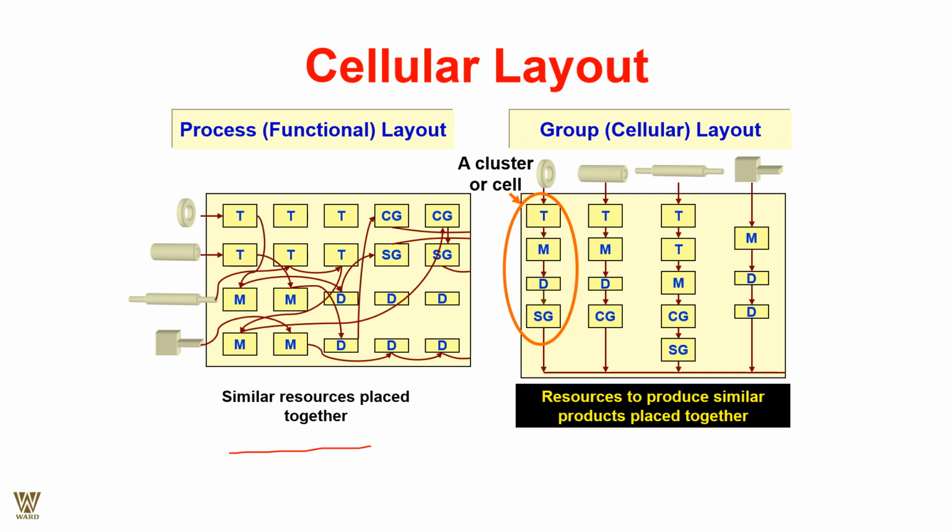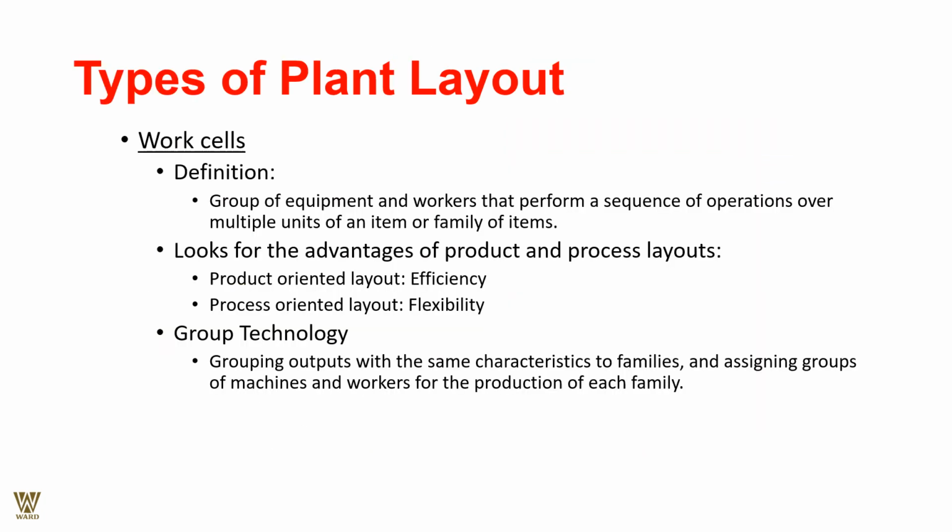They are part of a design team, but they are dedicated to certain clusters altogether. And that is how resources are produced, with similar products placed together. That is what is meant by the cellular layout. Now, types of plant layout as far as cellular level is considered. Remember, a group of equipment and a group of workers perform a sequence of operations over multiple units of items, or families of items. That is what we are looking into.